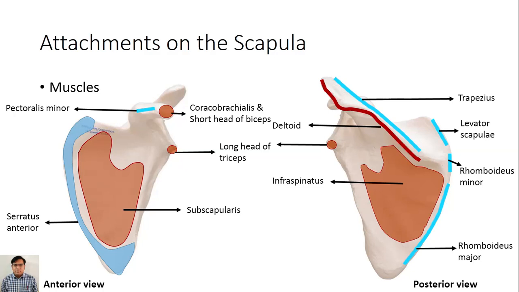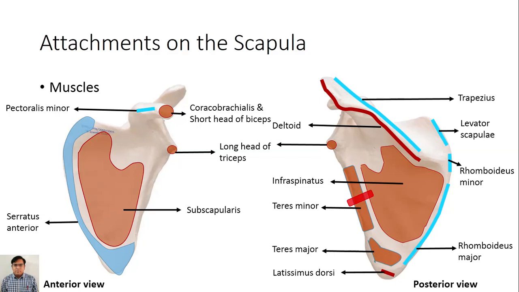Coming to the lateral border, the upper 2/3 gives origin to teres minor, which is interrupted by an artery known as the circumflex scapular artery. So this is the circumflex scapular artery, and the lower 1/3 gives origin to teres major muscle. So this is teres major muscle, and at the inferior angle there is origin of latissimus dorsi. This is the origin of latissimus dorsi.